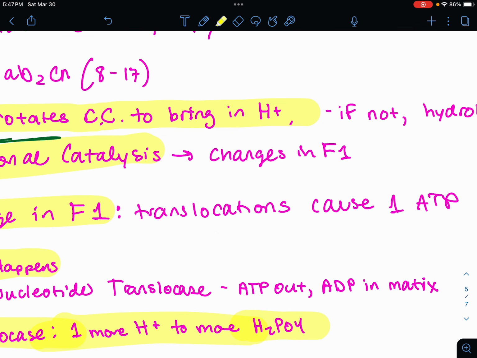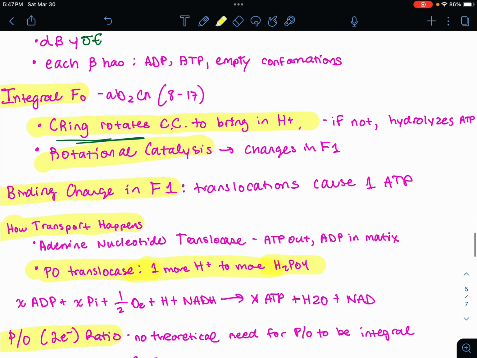We're going to be causing these protons to flow through F0, and this is going to cause the C ring to rotate and in turn trigger the subunit conformational changes in F1. We also have this binding change in F1. The translocations will cause the force of the proton flowing through to create 1 ATP. That's the binding change. It goes through these 3 different conformational forms.